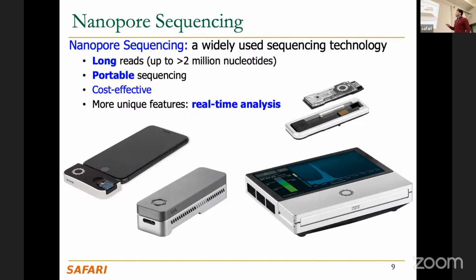Nanopore sequencing is a widely used sequencing technology that can produce fragments of up to 2 million characters, which is very important. It also provides unique features such as portable sequencing. You can just fit it in your phone, it is such a small device, and you can do your sequencing in a portable manner. It is also relatively cost effective. You can sequence a human genome maybe 3 times by only paying around $1,000 US. And there are also unique features such as real-time analysis enabled by this sequencing technology.